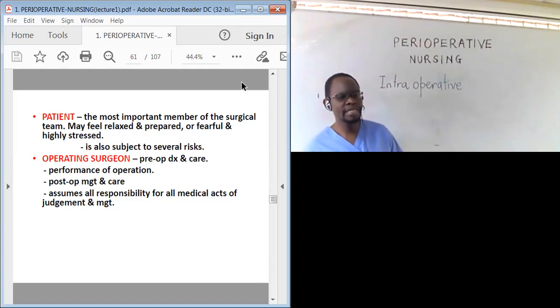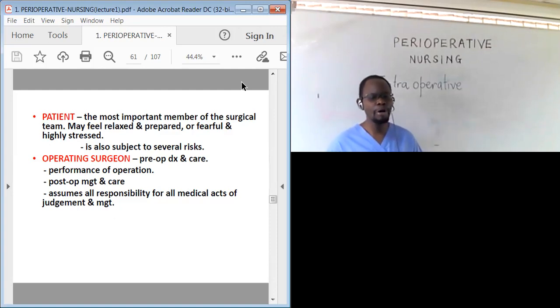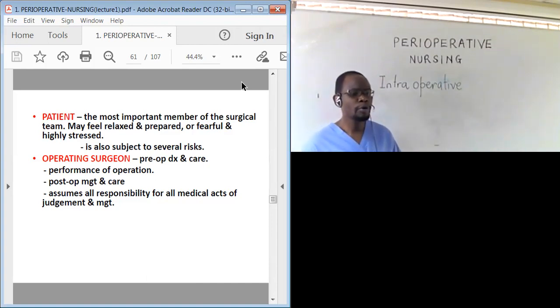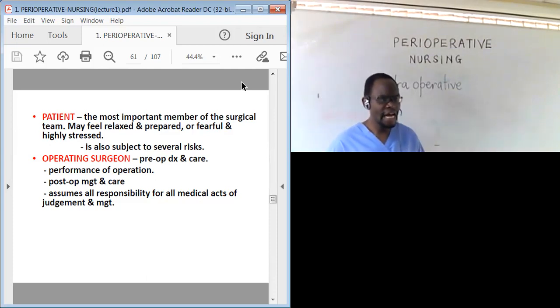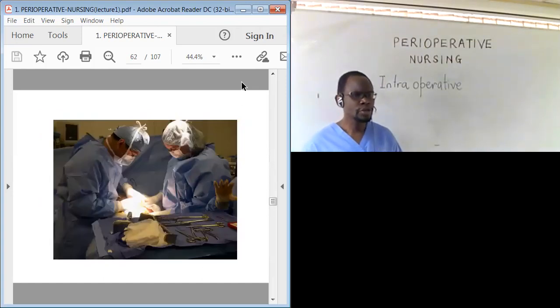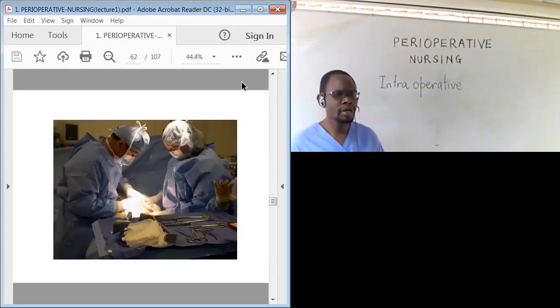Then we have the operating surgeon. The surgeon does the preoperative diagnosis, and also provides the care of this patient while they are in their hands. Performance of the operation, post-operative management and care, and then assumes all responsibility of all medical acts, of judgment and management of this patient, right?